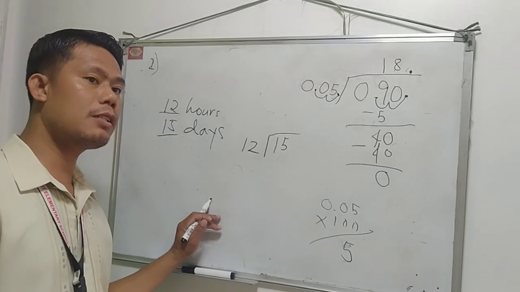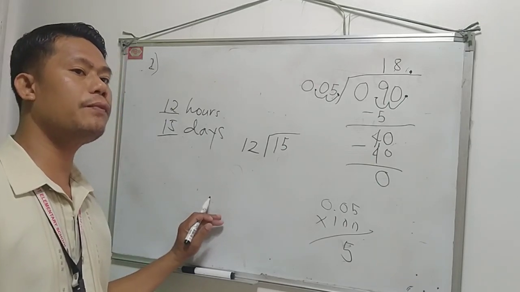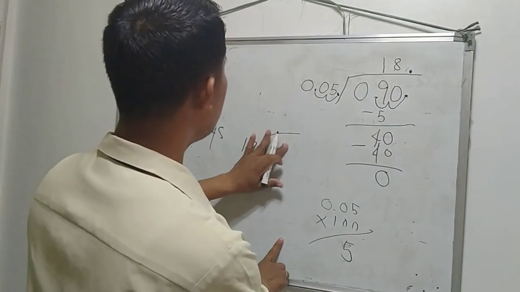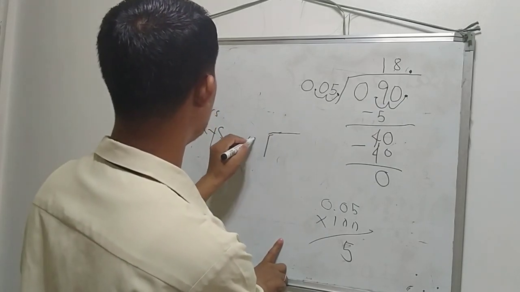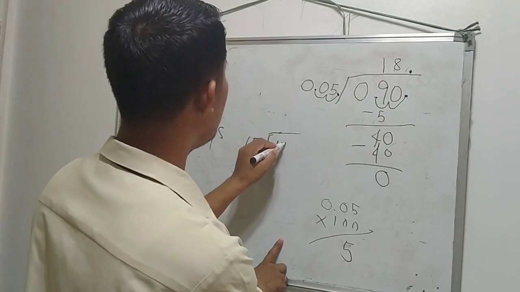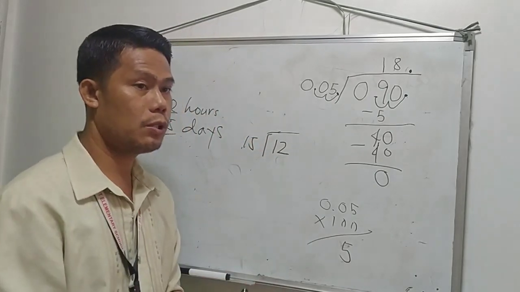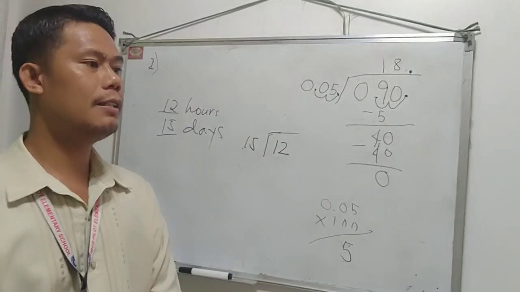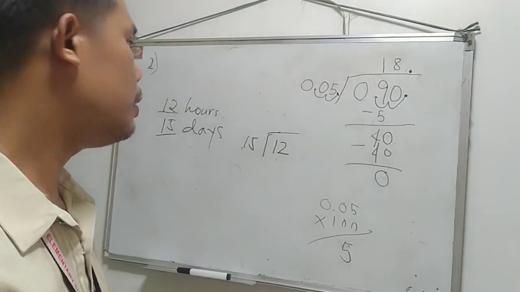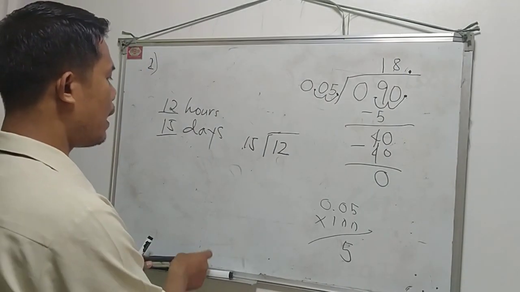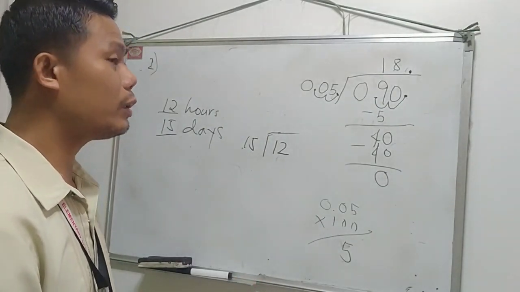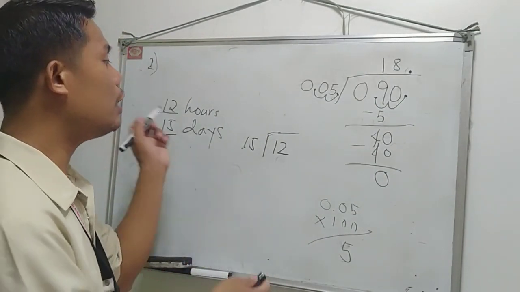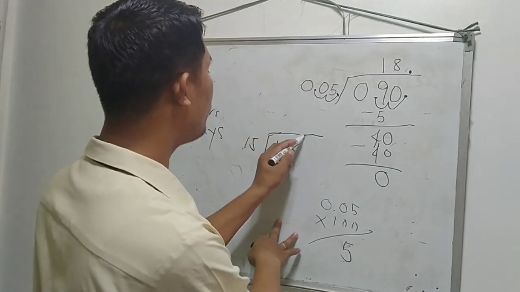If she works 12 hours in 15 days, we have 15 days, so our divisor is 15 and our dividend is 12. So, baliktad tayo. Okay. So now, we're going to divide. 12 divided by 15 cannot be done. So what are we going to do? We're going to add 2 or more 0s.